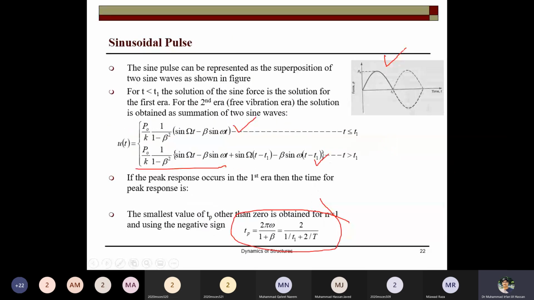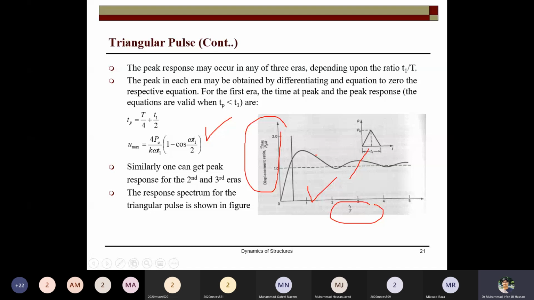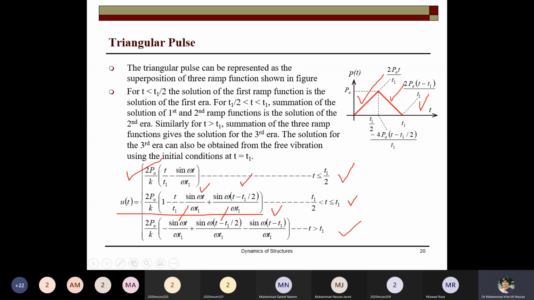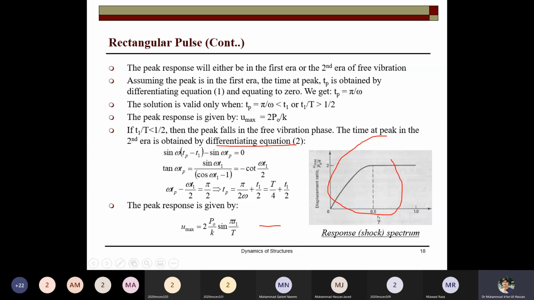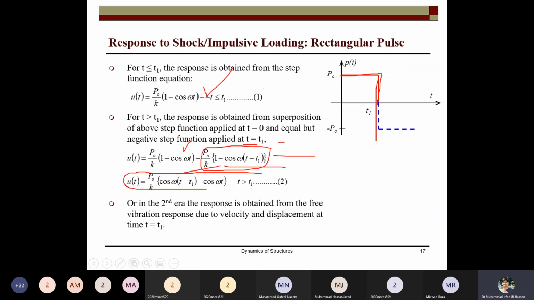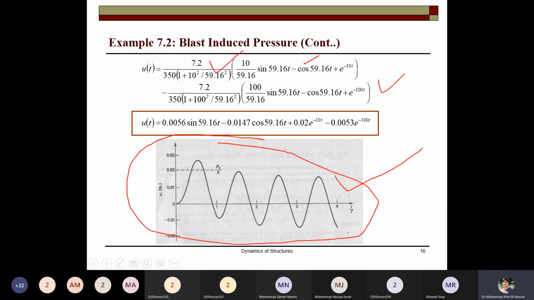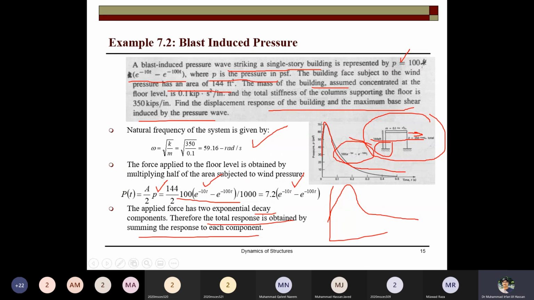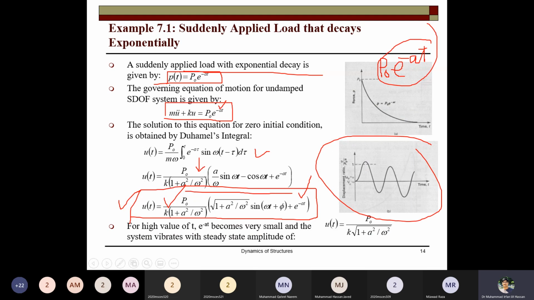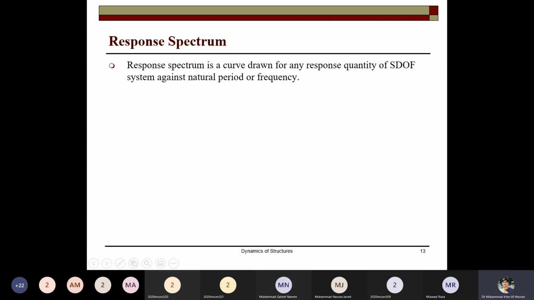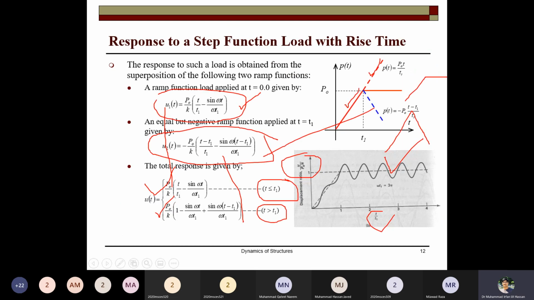We discussed about the sinusoidal, triangular response, what is the response of the system. Triangles हैं तो क्या answer है. ये सब formulas हैं, 20 pages. Then rectangular pulse है तो you have seen this expression, when the rectangular pulse is acting on the structure, blast or pressure loading is acting on the structure, then what is the function? And suddenly applied load that decays exponentially, it is a kind of blast loading. And what is the response spectrum, that we will discuss later.